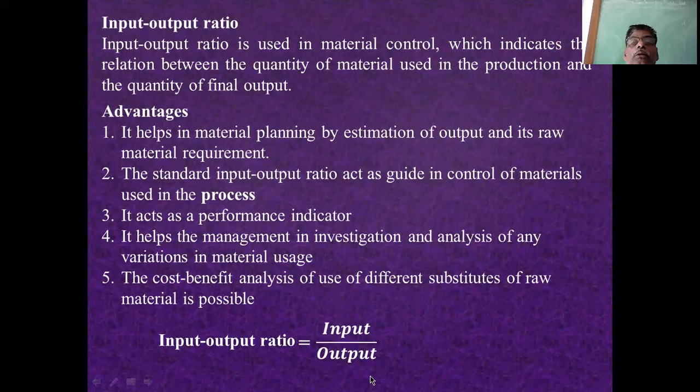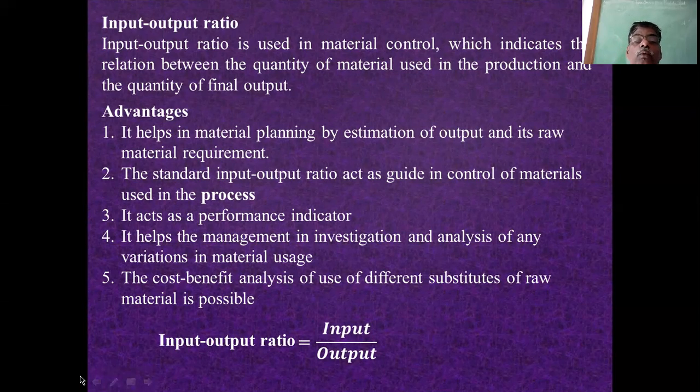The main advantages of this are, first, it helps in planning by estimation of output and its raw material requirement. Suppose you want to produce a certain quantity. To produce that quantity, what is the raw material required? That can be estimated and planned well in advance. Second, standard input output ratio acts as a guide and control of the material in the process. If this ratio is predetermined, it is useful for controlling future production. Suppose input output ratio is 2:1, for every two quantity of raw material, one is finished product. Then the worker follows this ratio and controls the production. That is the second advantage.